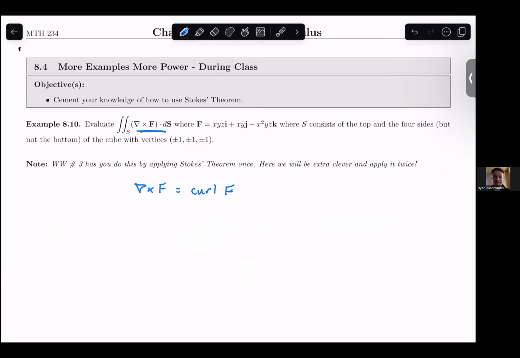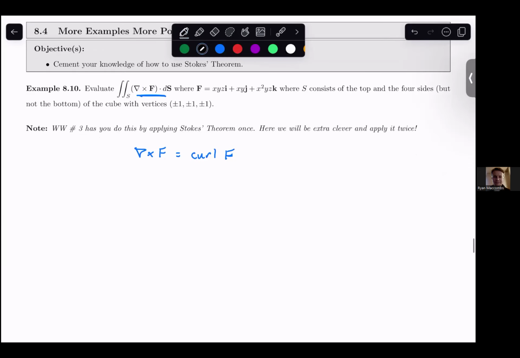So you could decide to just evaluate this out as is, but let's draw this out and see why it would be a pain. It says that the surface consists of the top and the four sides, but not the bottom of the cube with vertices plus and minus one. So if I was to go ahead and try to draw this out, again, we're going to have a cube with all of the sides and the top, but not the bottom. So again, the bottom's missing.